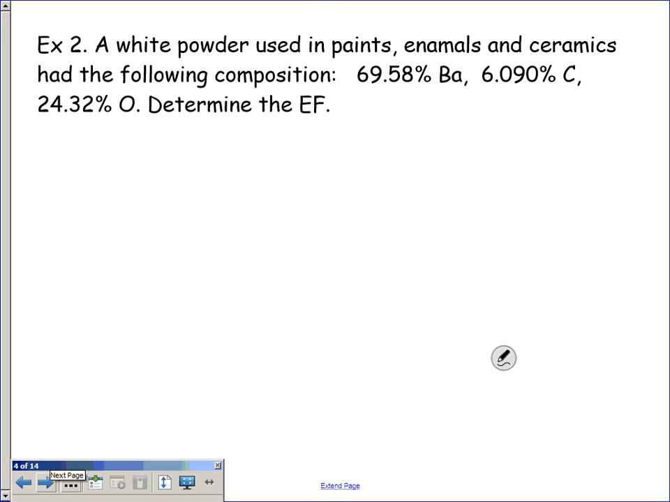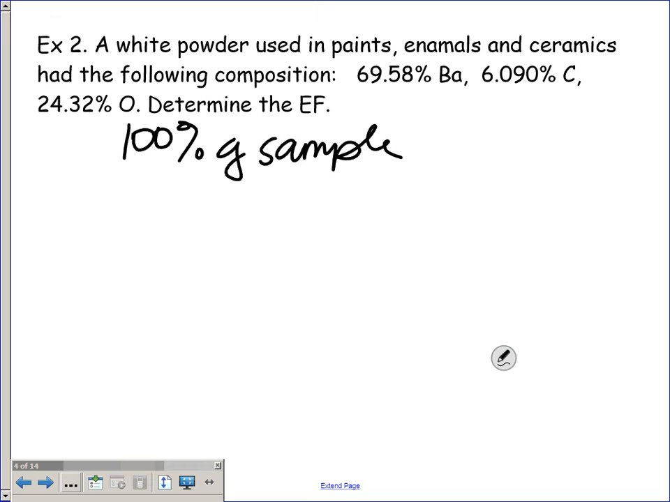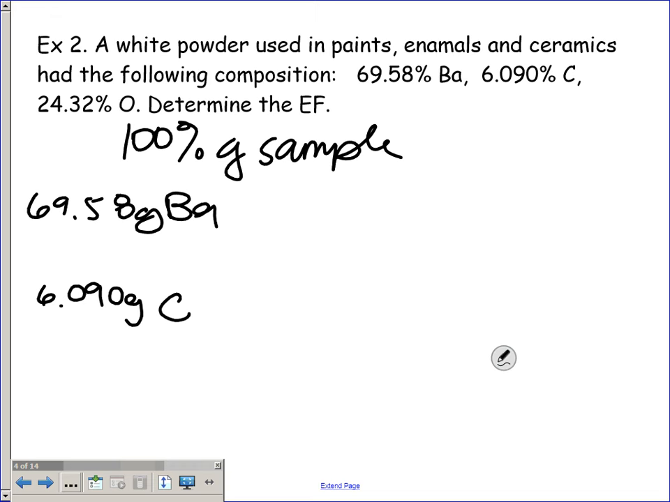All right, so this one does not start you off in grams, okay? This starts you as percents. So you're going to assume a 100 gram sample, which is easy. If I have a 100 gram sample, that means I have how much barium? 69.58 grams of barium, and 6.090 grams of carbon, and 24.32 grams of oxygen.